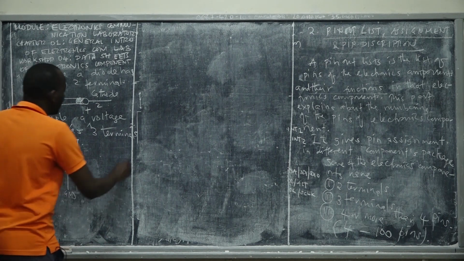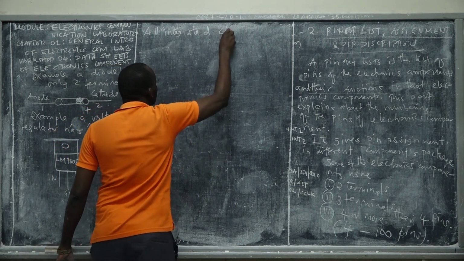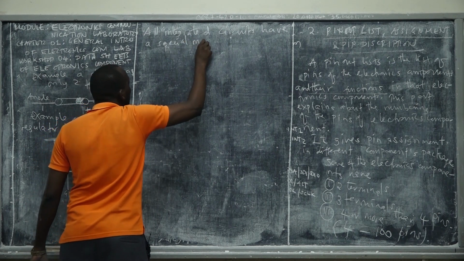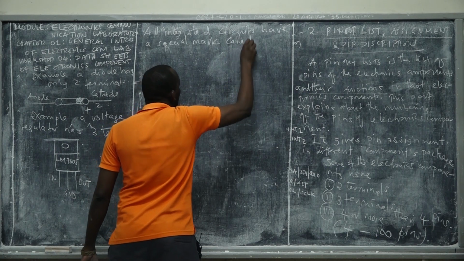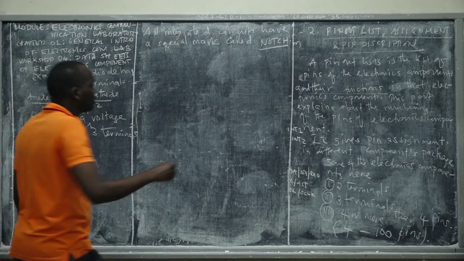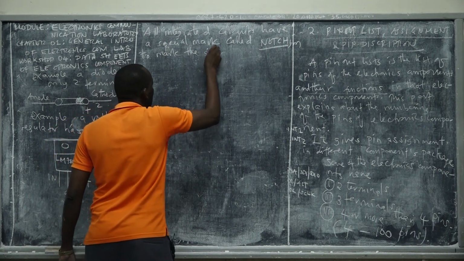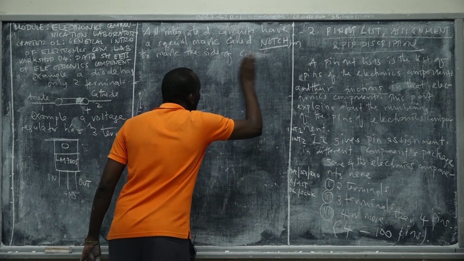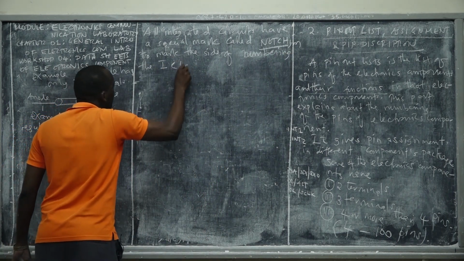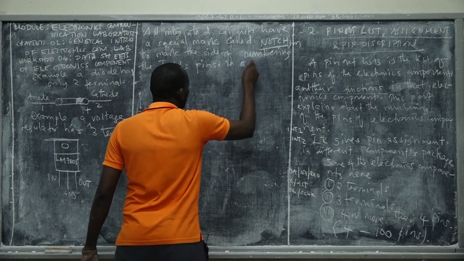Then for the integrated circuit, we say that all integrated circuits have a special mark called the notch. Say notch. So the function of this is to mark the side of counting or numbering the IC's pins in ascending order. In ascending order.